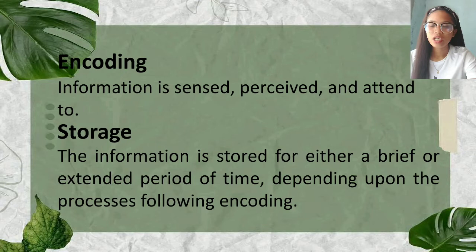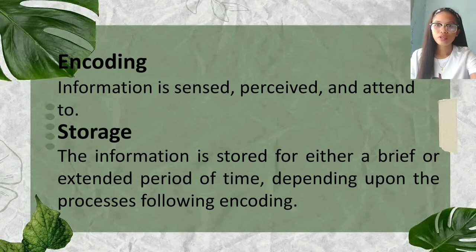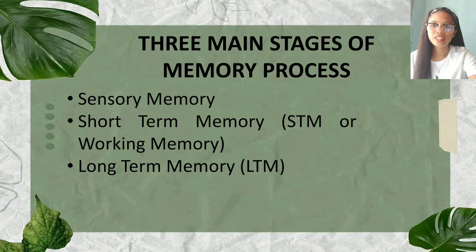Next is storage. The information is stored for either a brief or extended period of time, depending upon the processes following encoding. Storage is the retaining of information in memory. Once the information has been encoded, we have to retain it. Our brains take the encoded information and place it in storage. Storage is the creation of a permanent record of information. In order for a memory to go into storage, it has to pass through three distinct stages: sensory memory, short-term memory, and finally, long-term memory.